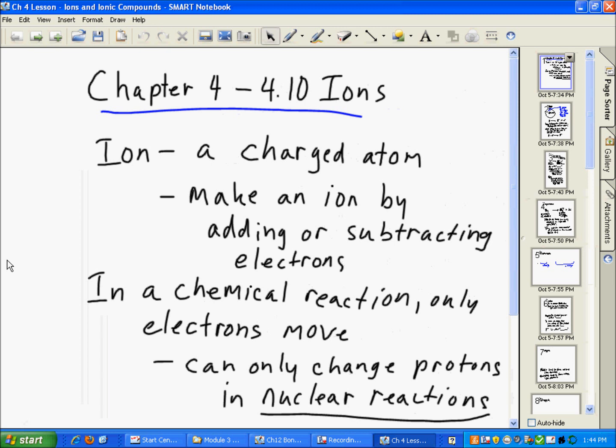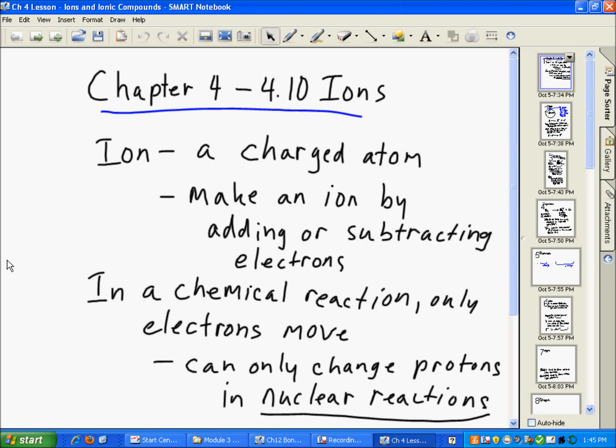So far in the chapter, you've been learning about atoms. And in an atom, you have protons in the nucleus, and you have neutrons there as well, and you have electrons moving around outside the nucleus. So that's what an atom is. And an atom has positively charged protons, negatively charged electrons, and neutrons which don't have any charge.